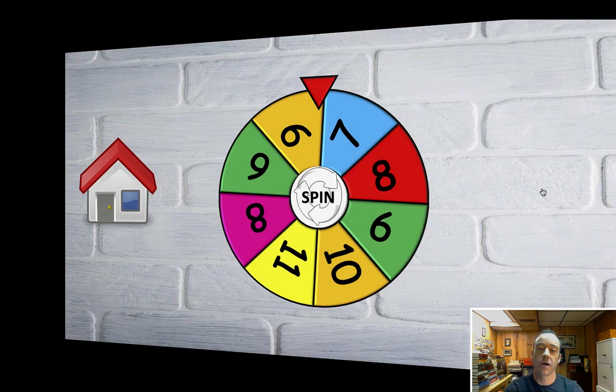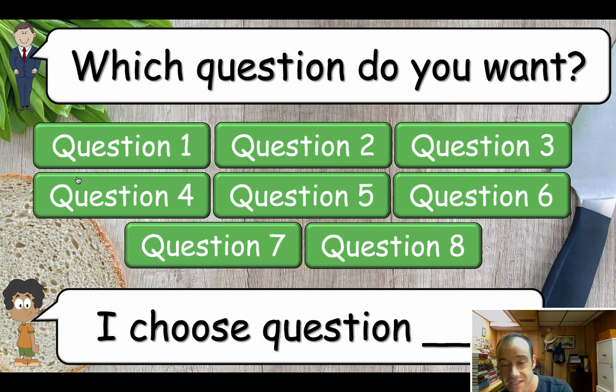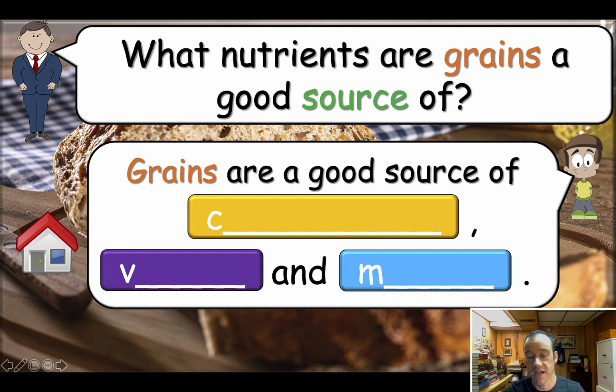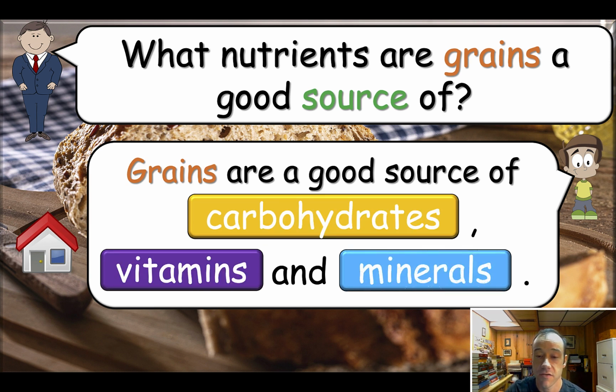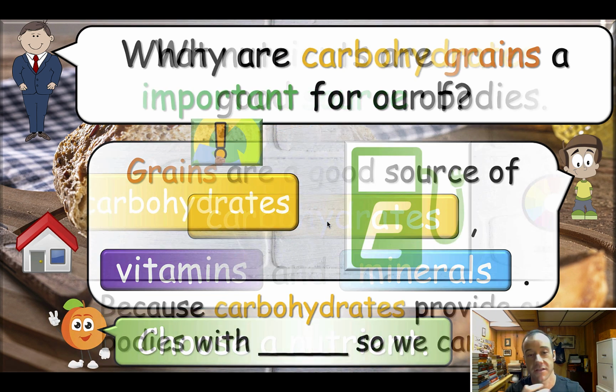So this is when it all comes full circle. They're doing the dialogue from this lesson, which is then combined with the dialogue from the previous lesson. And yeah, it's just this one big dialogue. What nutrients are grains a good source of? Then you remember these harder words: carbohydrates, vitamins, minerals. Then they decide, I want to click on carbohydrates. Then it's a dialogue again.